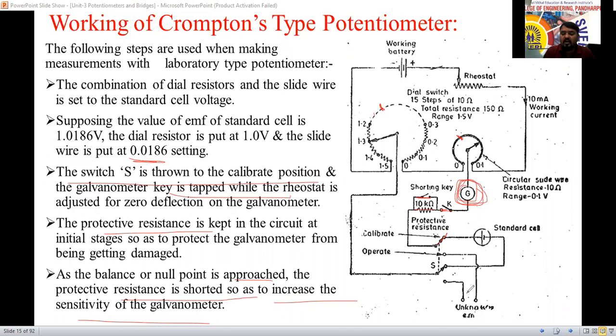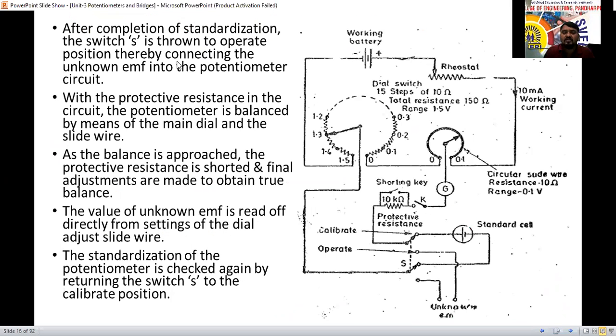So we can measure the unknown voltage. How are we going to make the contact? We vary this sliding contact and measure the value here. We can get the confirmation. After completing the standardization, the switch is thrown to the operate mode. Next, what will we do? This switch is connected to the operate mode, connecting the unknown EMF into the potentiometer.